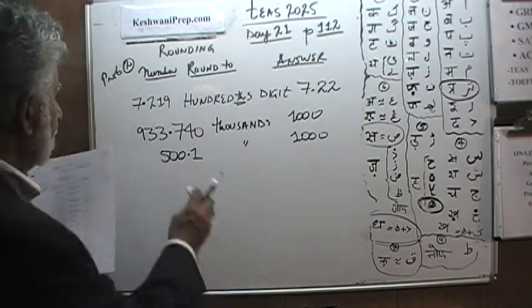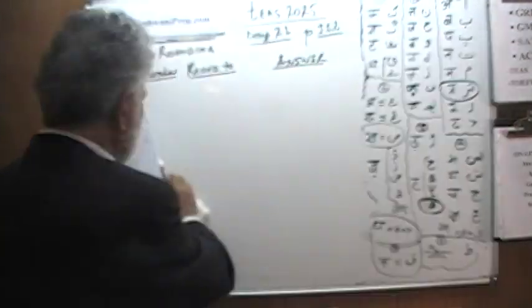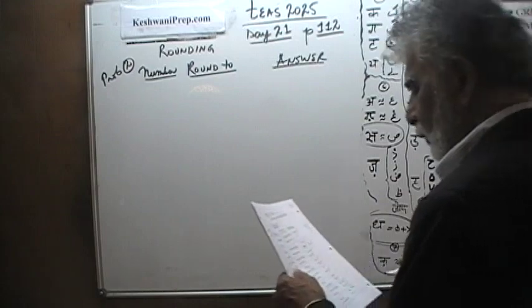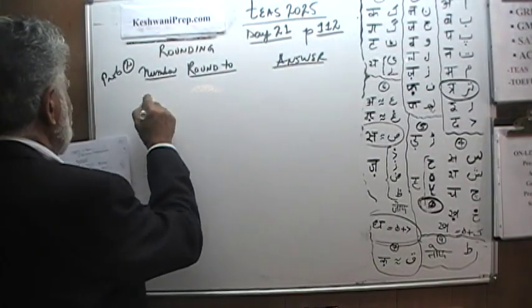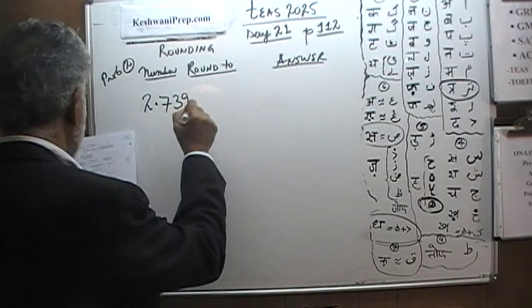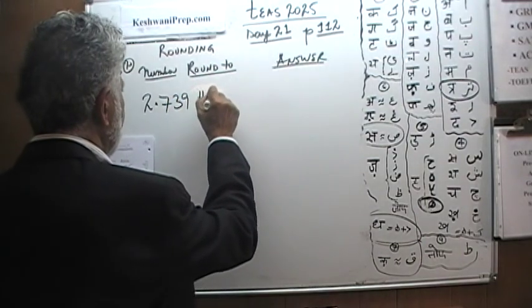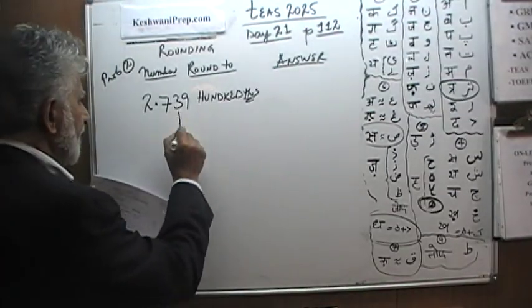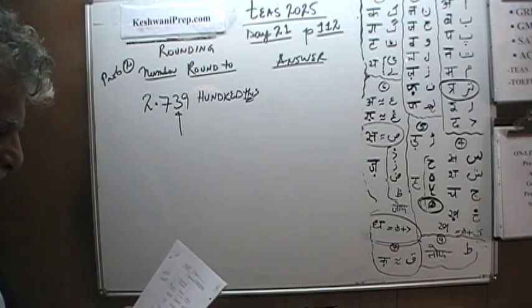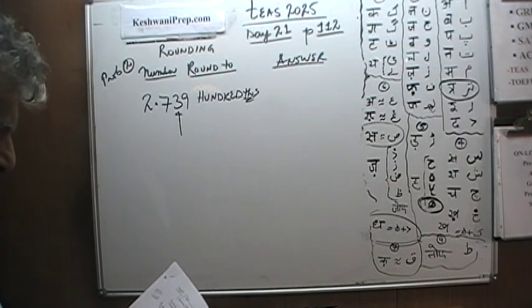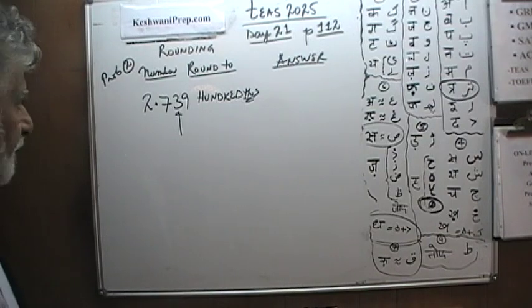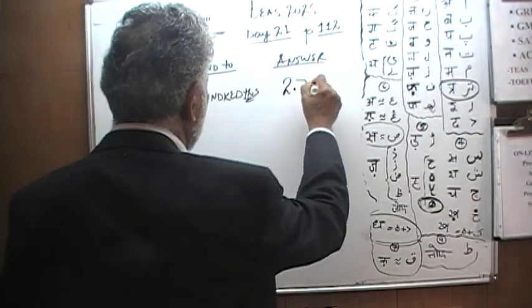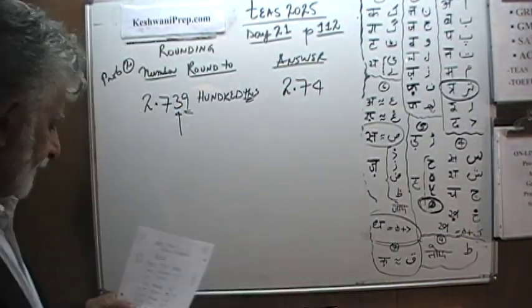Let's erase this, we need the room. The next one is 2.739, and we're being asked to round it to the nearest hundredth. The hundredth digit is right here. Again, the digit to the right of it is 9, it's more than 5, so it will simply become 2.74. Let's do the next one.